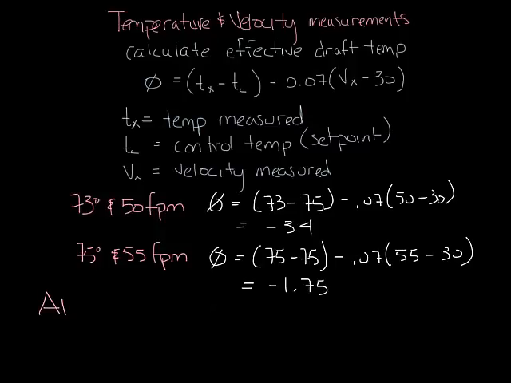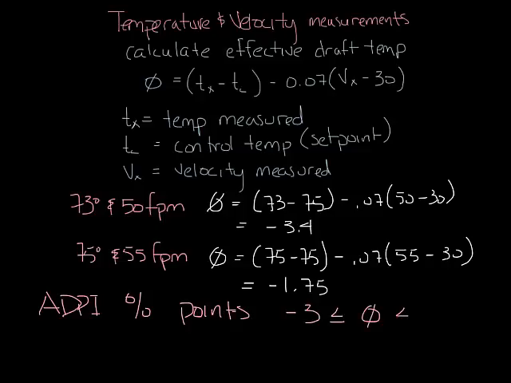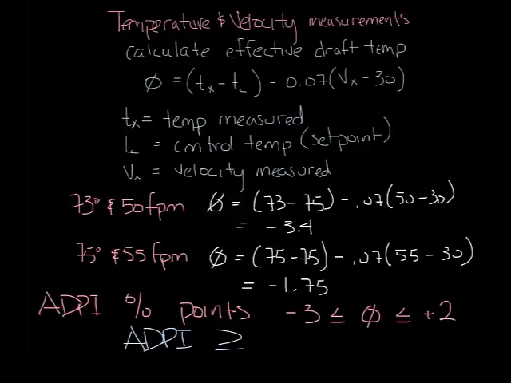So your ADPI is the percentage of points that fall between -3 and +2. ASHRAE recommends an ADPI of 80 or greater, so if say 82% of your points fall between -3 and +2, you have an ADPI of 82.